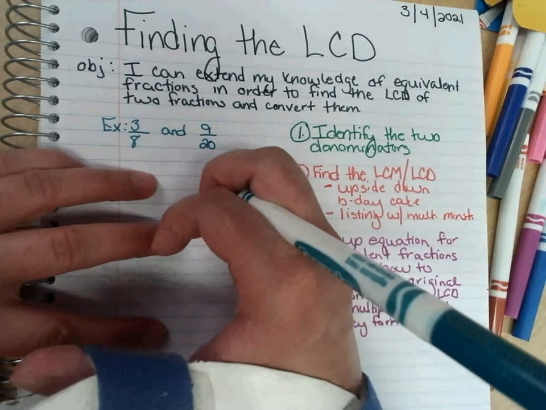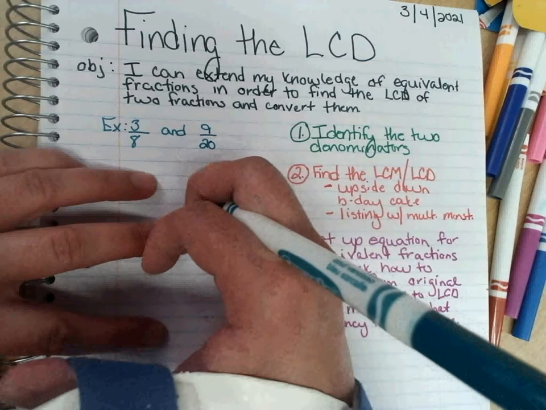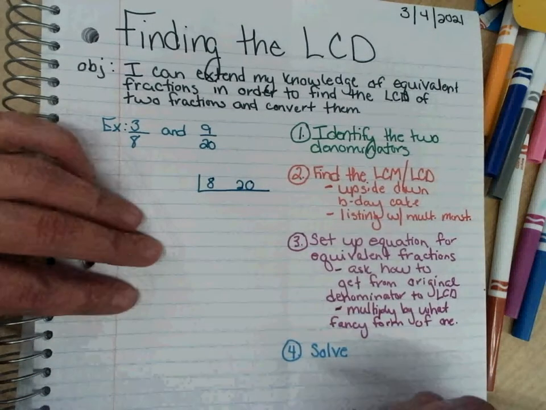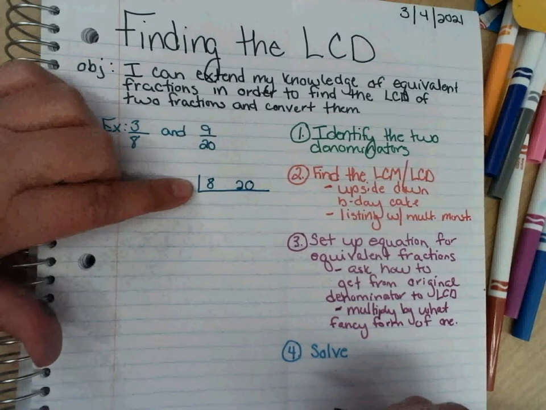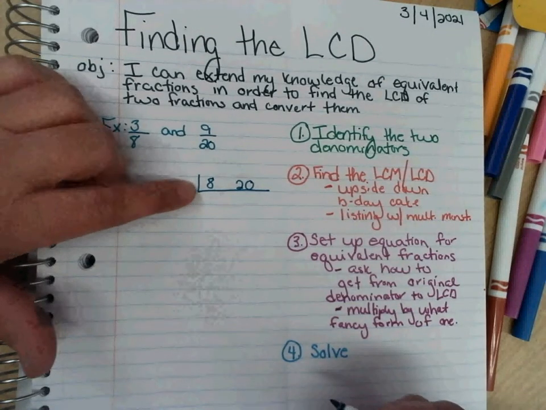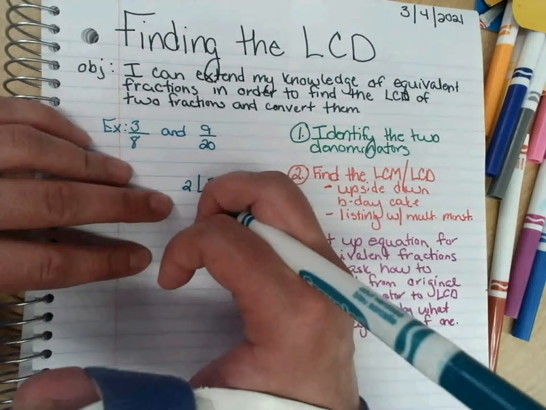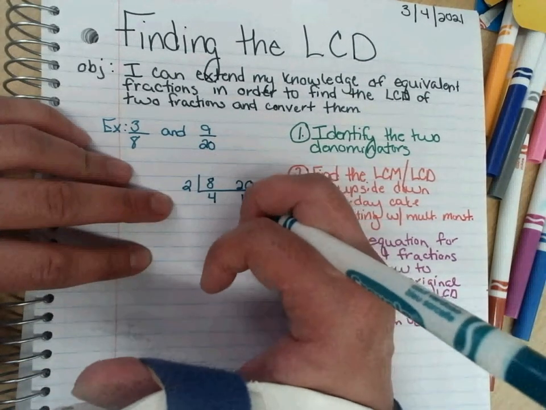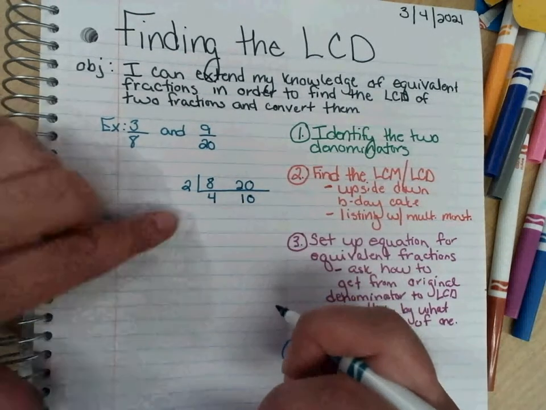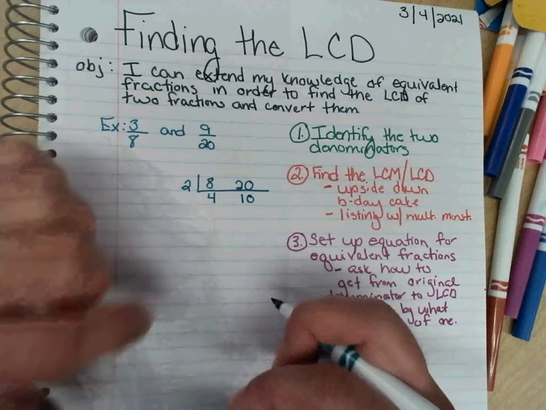So I'm going to come over here. I'm going to do my upside down birthday cake. Remember, I only pull out prime numbers. So I ask myself, okay, are they even? Do they end in 0, 2, 4, 6, or 8? Yes, so I can pull out a 2. 8 divided by 2 gives me 4. 20 divided by 2 gives me 10.